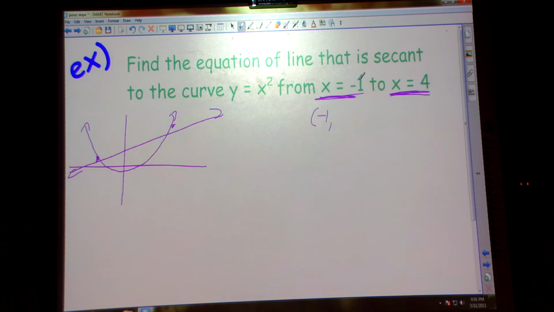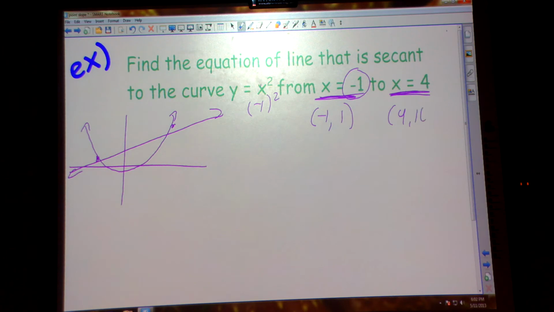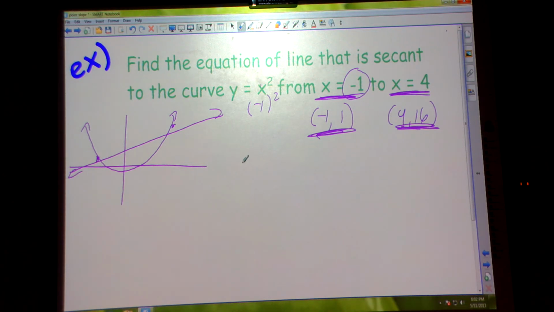At -1, if I plug in -1 here, I'm going to get +1 for my y. So now I have a point when I plug it in. Same over here, when I plug in 4 squared, I get my y to be 16. So now I have 2 points. So that's all you have to do in this problem is first find your y's, and then it becomes a normal problem. So from here I can find my slope.